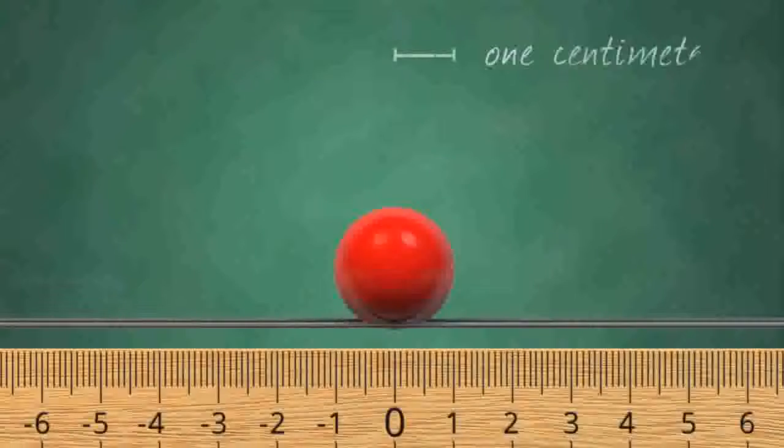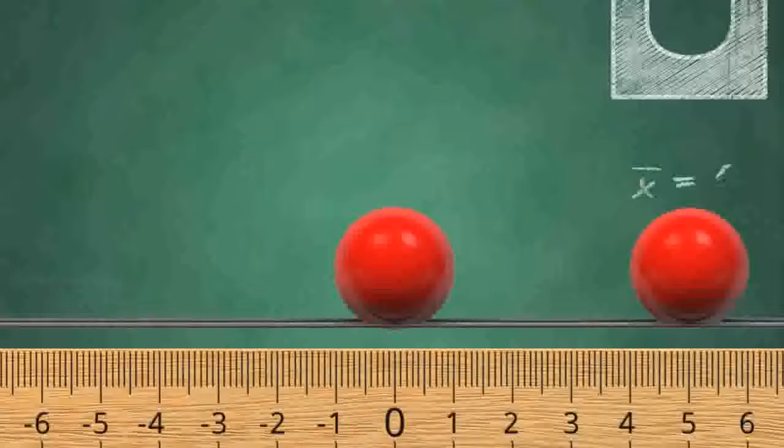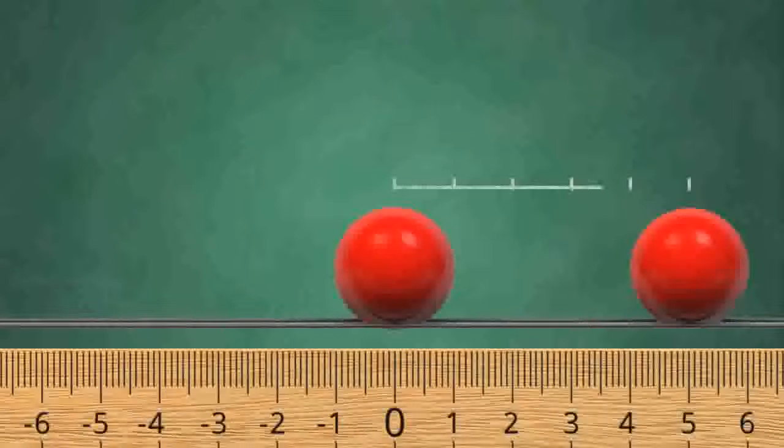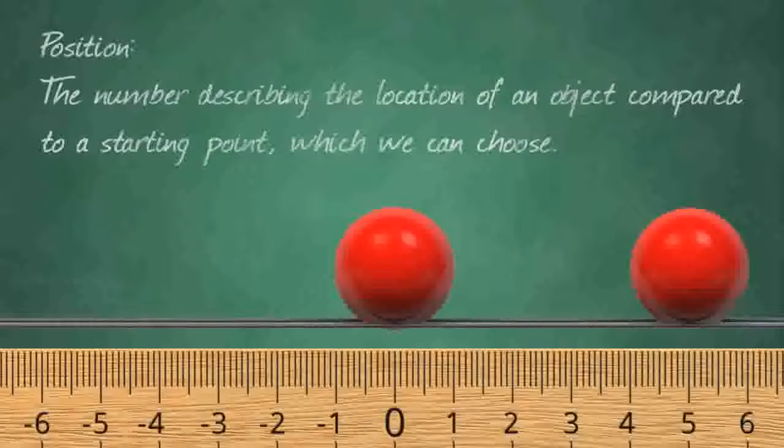Although the ruler uses centimeters for its units, the rules you're about to learn apply no matter what units we choose to use. If we drop another ball somewhere else, we can compare the locations of the two balls. This new ball has a constant position equal to positive 5 centimeters, because it is 5 units to the right of the origin, at 0. And since we set up the ruler so that balls to the right of 0 have positive position, this means that balls to the left of 0 will have negative position. So let's define position as the number describing the location of an object compared to the starting point, which we can choose.